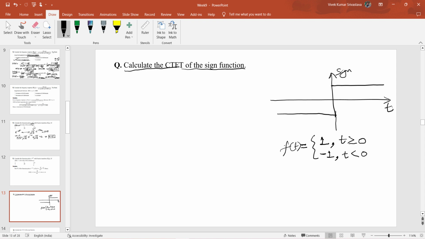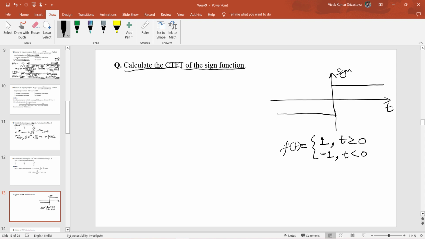So basically, sir, signum means the sign of the value of t. Yes, yes. If t is negative, that is minus one. If t is positive, it is one. It is the sign of t. Yes, okay.